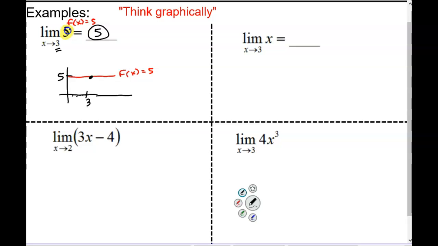Now, what if we switch it and say the limit of x? Now, this equation right here, we know what the graph of x looks like. Y equals x. It's a slope of 1. We're going to do a very rough sketch here. We're going to graph the equation f of x is equal to x. So if we think graphically about these limits, it makes them much, much friendlier.